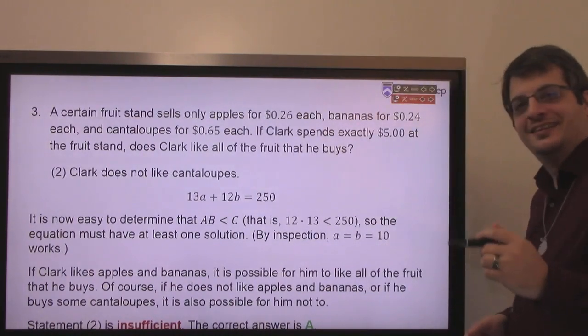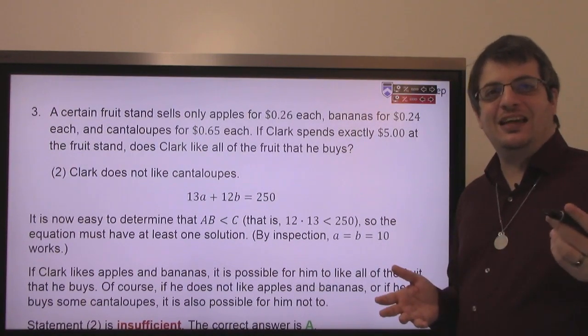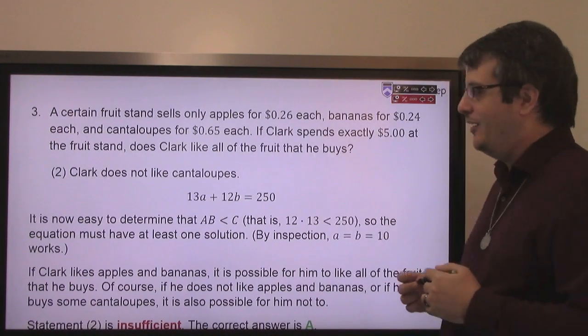Okay. Anyone catch that reference? What kind of question is this? It's a Diophantine equation data sufficiency problem, and a hard one.